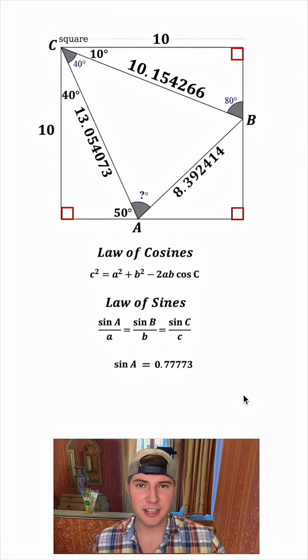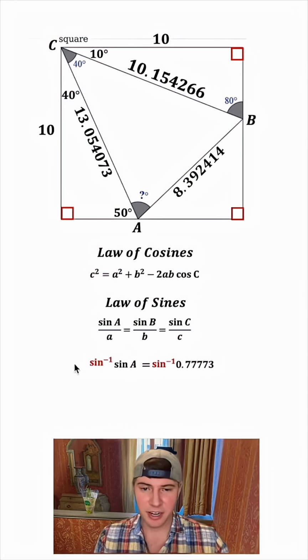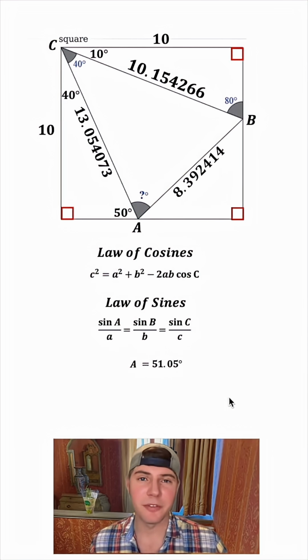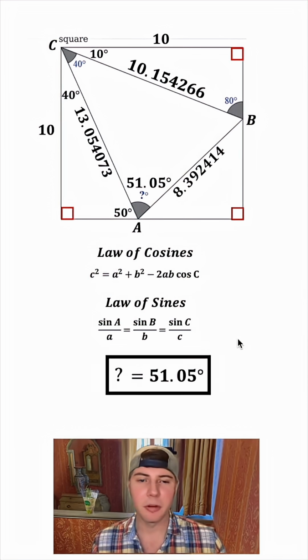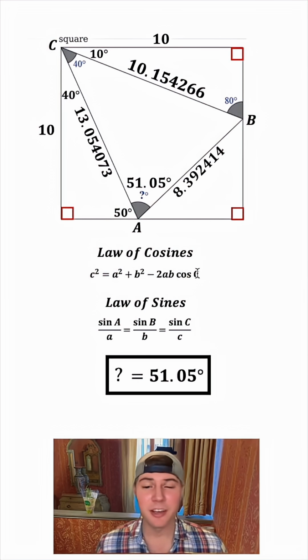To solve for A, we're going to take sine inverse of both sides. The left-hand side is just going to become A. On the right-hand side, we got 51.05 degrees. And the original question just called it question mark, so we'll call it that, put a box around it, and we're done. So that missing angle was approximately 51.05 degrees. How exciting.